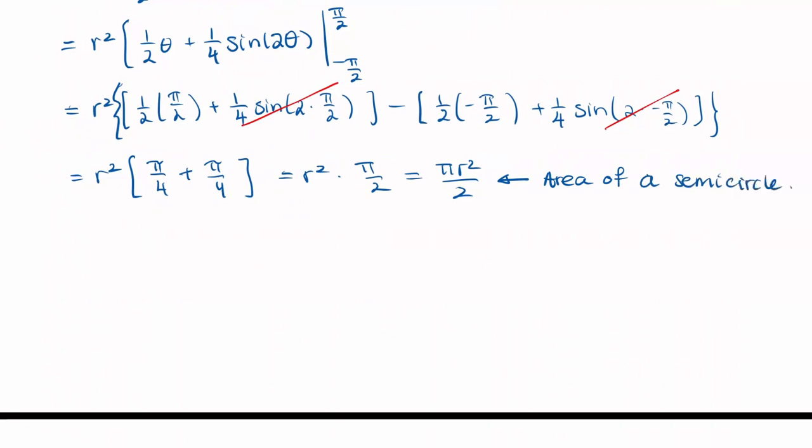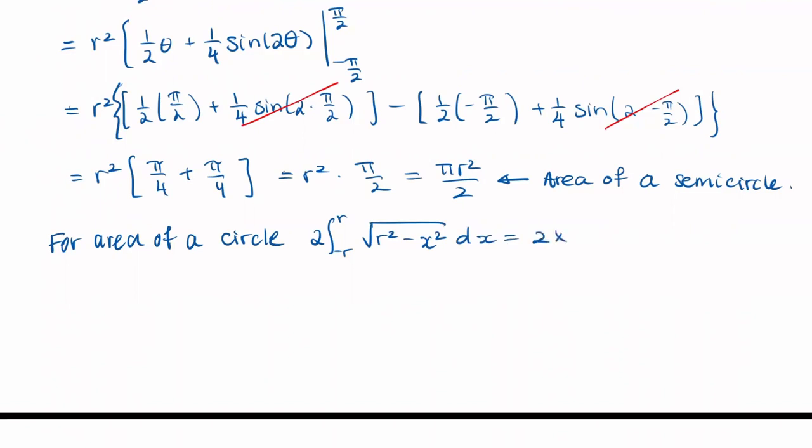Now if we want the area of the circle, we have to multiply it by 2. So we have 2 times the integral from negative r to r of the square root of r squared minus x squared dx, which we found to be 2 times pi r squared divided by 2. That's going to be pi r squared, which is indeed the area of the circle. So we have shown that the area of the circle is pi r squared. And now we're good, so let's move on.